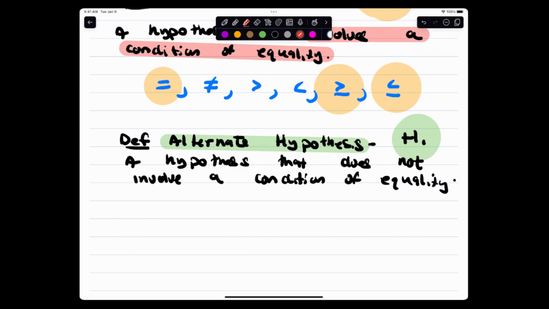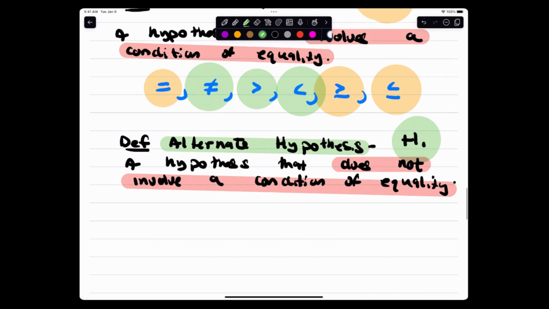And you say, what's the lack of condition of equality, right? You say, what do you mean? Does not involve a condition of equality. What does not involve equality? Not equal, that's not equality. Does that make sense? What about greater than? Is there any equality in greater than? No. What about less than? Is there any equality in less than? No. So where there is no equality, we consider that a what? Alternate hypothesis. There it is.